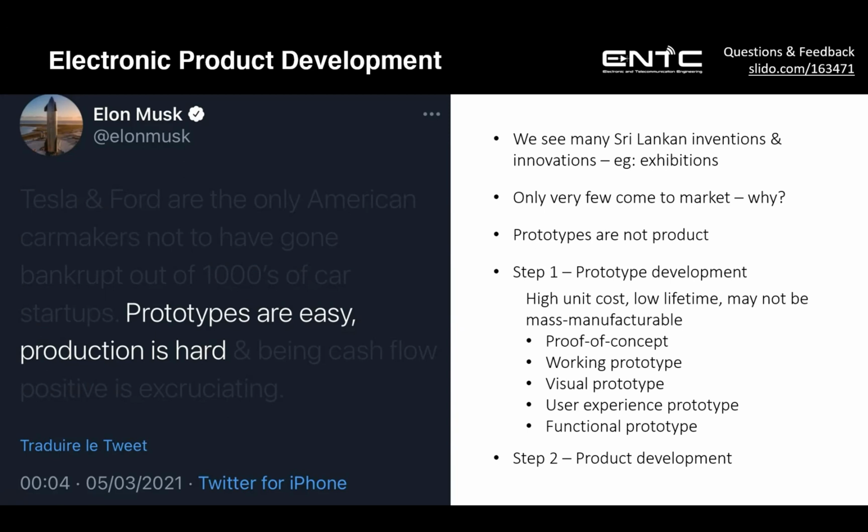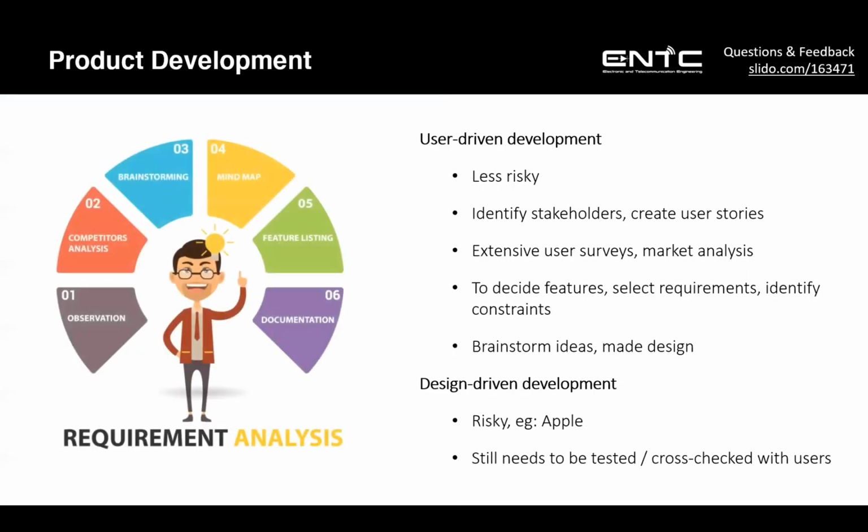Okay, so you are doing basically research and development in this step, right? So when you actually go for product development, you have to consider a lot of different things. Mainly there are two different types of product development: one is user-driven and the other is design-driven. We'll look at these things deeper in the future, in the next course. The main idea is that design-driven development is something like Apple.